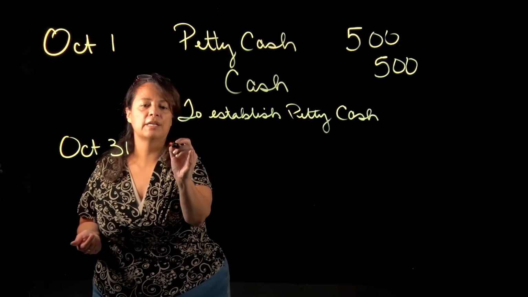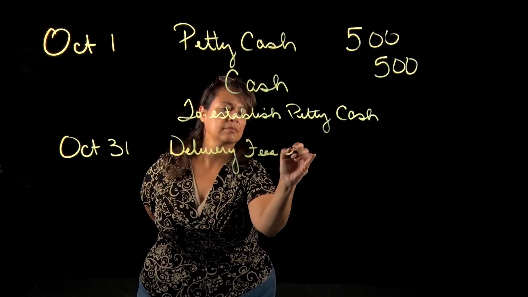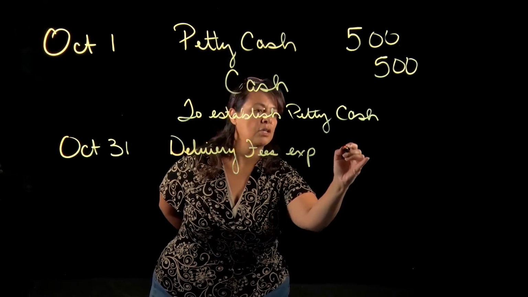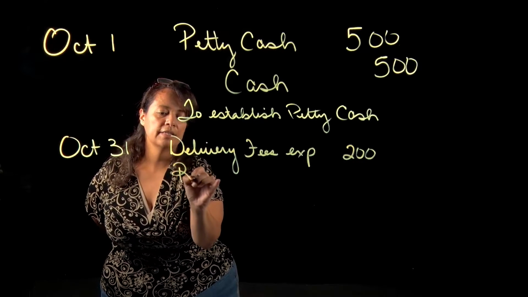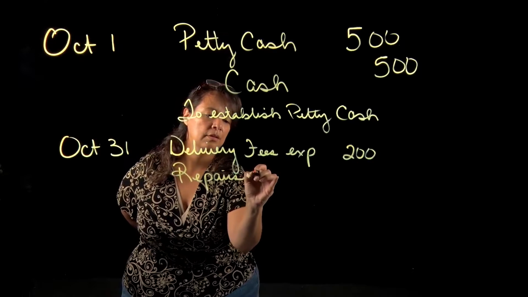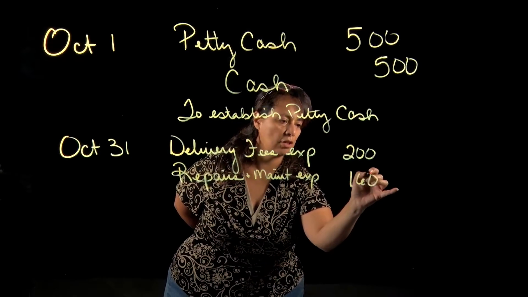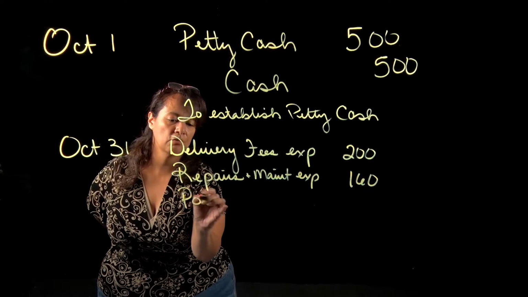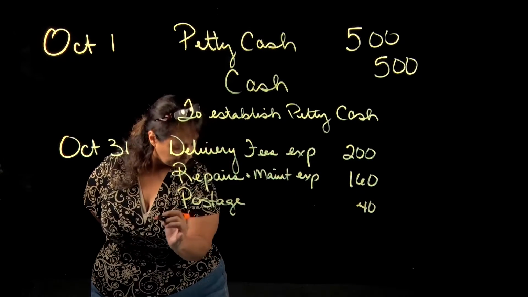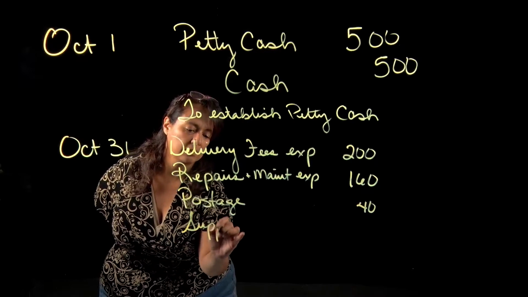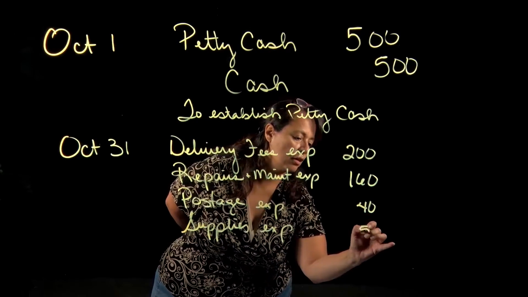So the first one we're going to do is delivery fees expense. And that was for $200. And this is an expense account, so it has a normal debit balance. The next one is our repairs and maintenance account. And you can see that that one is for $160. And then the postage account for $40. And the supplies account. Let's add the expense to those for $50.